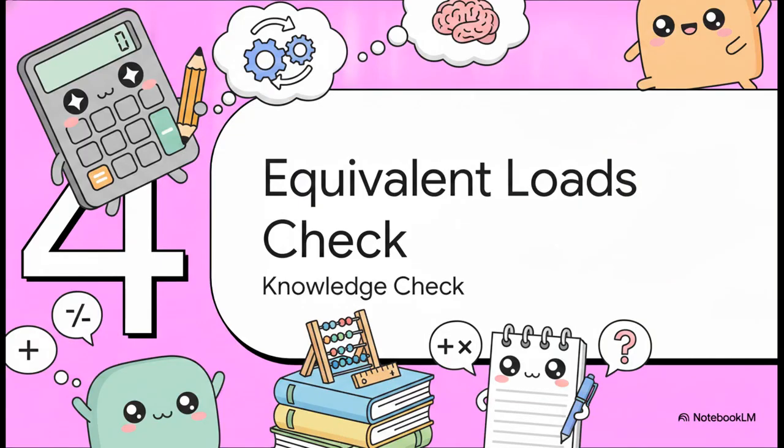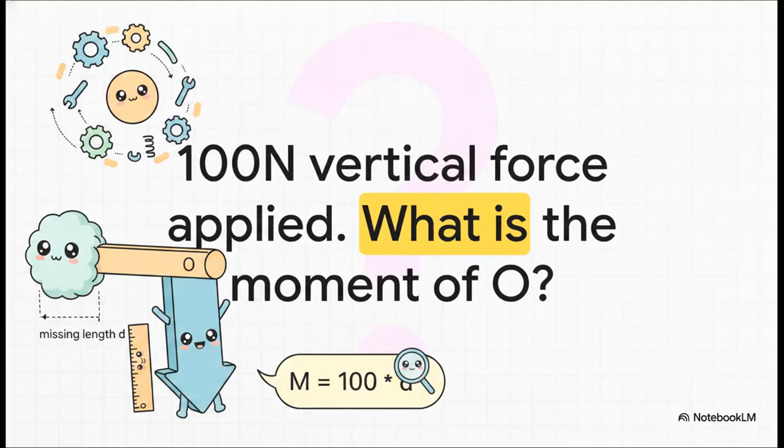Section 4. Knowledge check. Equivalent loads. All right, folks, it's time to test those cognitive skills. I highly encourage you to actively pause the explainer right now, grab some scratch paper, and try this yourself. Ready? Challenge 1. A 100 Newton vertical force is applied right at the very end of a lever attached to a shaft. The question asks us to determine the moment of O. Go ahead and pause. Think about it for a second.